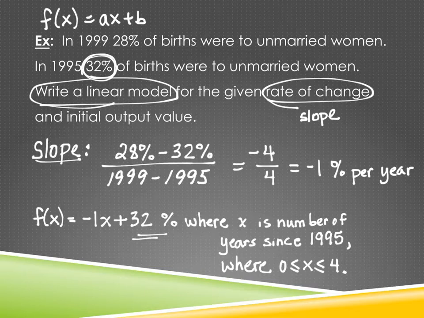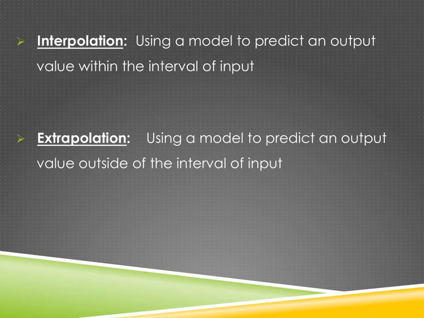Okay, I've mentioned it at least twice now, this idea of going outside the interval and staying inside the interval. There's actual mathematical names for that. When we stay inside the interval that we're looking at, that's called interpolation. So using the model to predict an output value within the interval of input. So in the last problem, if I let x equal 3, that would be interpolation. Extrapolation is where we go outside the interval of input that we're given. So if I had let x equal 5, that would have been extrapolation in our last model.